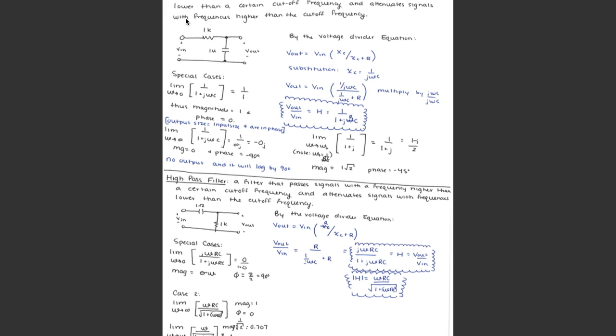And then you can see that we have drawn here a low pass filter and here a high pass filter. Both are generally the same, so I'm going to try to keep it quick. We use the voltage divider equation in both. For a low pass filter, we found that H equals 1 over 1 plus j omega RC. And for a high pass filter, we found that the magnitude is omega RC over the square root of 1 plus (omega RC) squared.